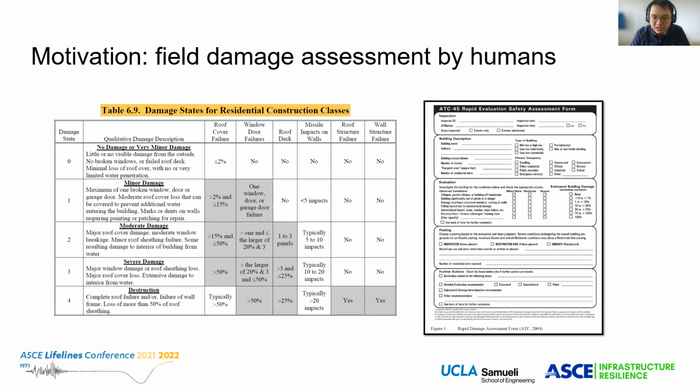There are 5 damage states defined by FEMA, rating from 0 to 4. The damage level increases with the damage state, and the description provides a simple explanation and quantified values to determine the damage state. So, for example, if we see the second row, which is damage state 1, the roof cover value is between 2% to 15%.